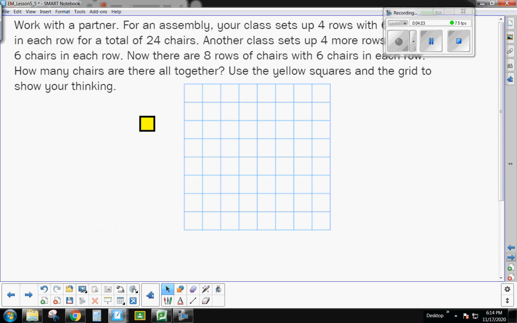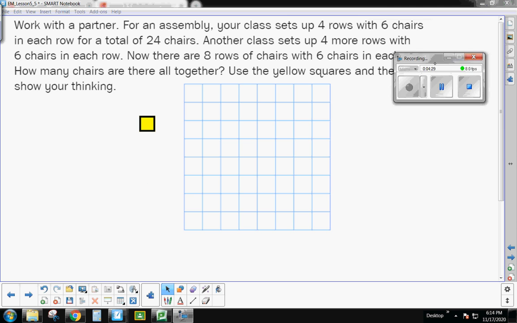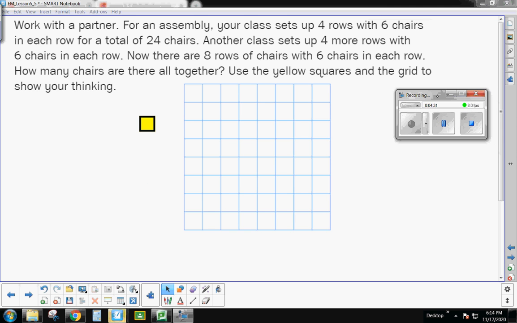If you were in class, you'd be working with a partner, but obviously if you're doing this video at home, you won't be able to do that. It says, for an assembly, your class sets up 4 rows with 6 chairs in each row for a total of 24 chairs. Another class sets up 4 more rows with 6 chairs in each row. Now there are 8 rows of chairs with 6 chairs in each row. How many chairs are there in all?